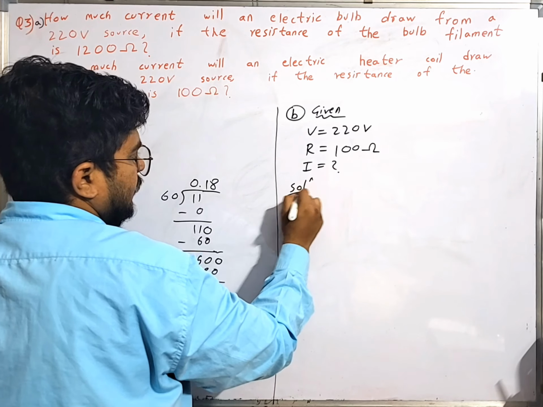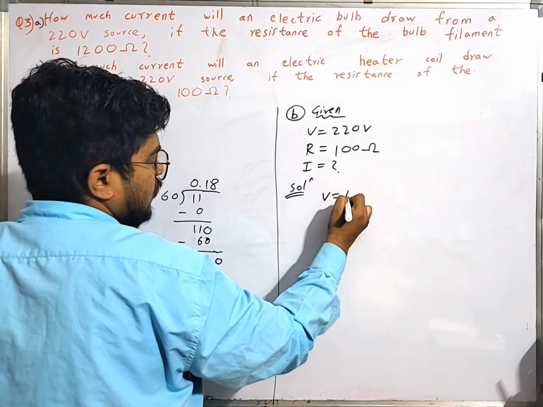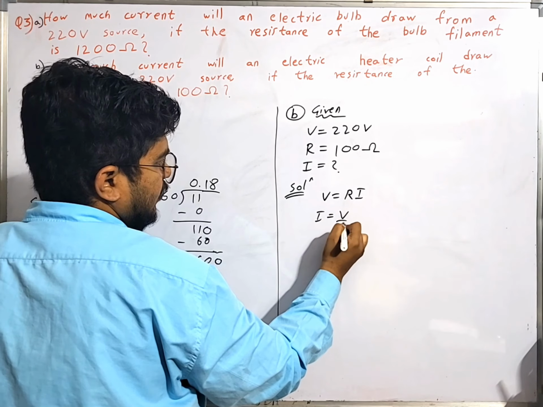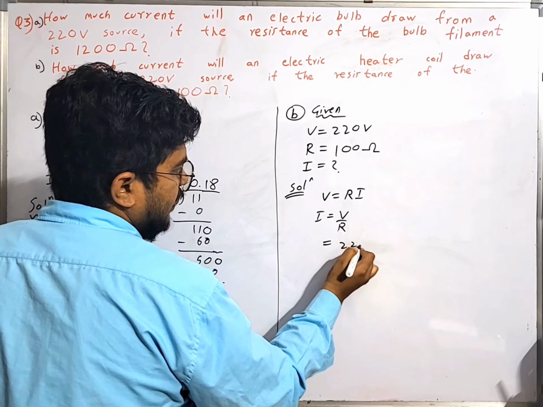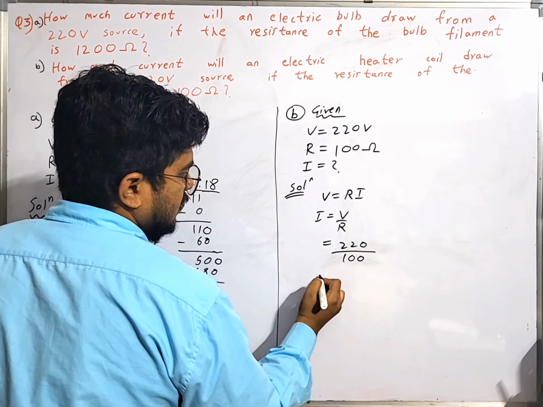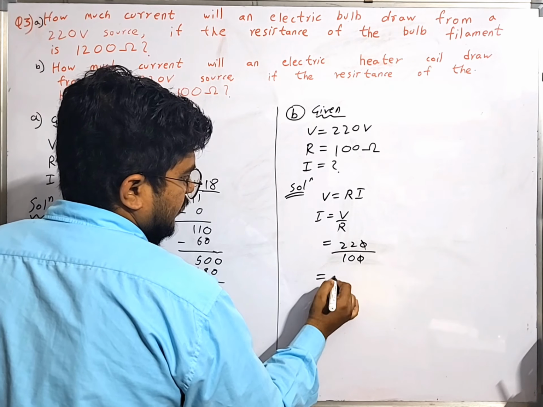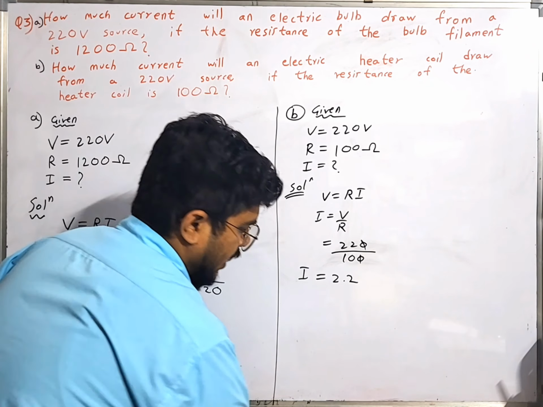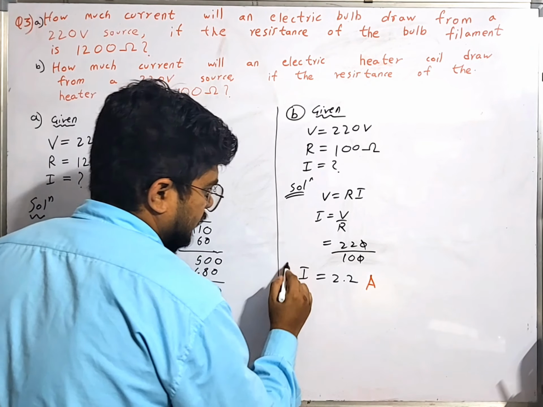Solution. Again from the Ohm's law, V is equal to R into I. So I is equal to V upon R. Now putting the values, V is 220 volts upon R resistance is 100 ohms. So the 0 0 get cancelled. So 22 divided by 10, we get I is equal to 2.2 ampere.